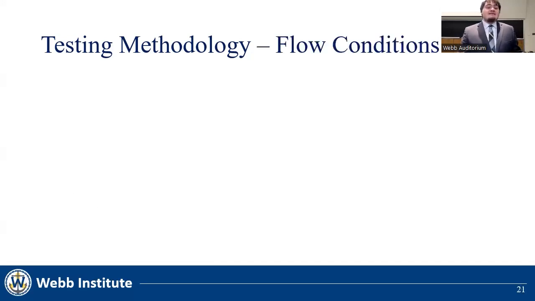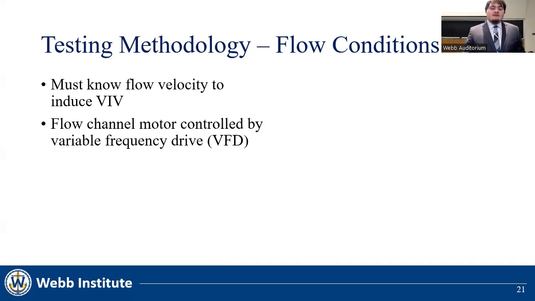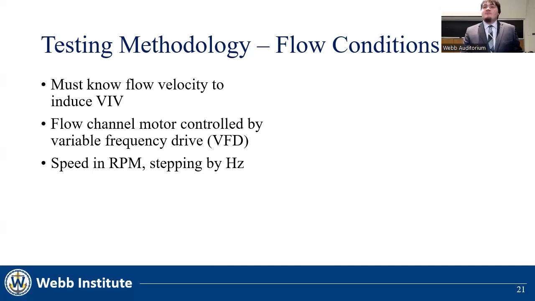In order to complete any testing, we needed to know the flow conditions in the flow channel. In order to correctly induce VIV, you need to be able to control the flow velocity. The flow channel has a motor, which is connected to a variable frequency drive. The motor has a speed in RPM, which can be controlled by changing the speed of the VFD in Hertz. The flow itself was measured by a pitot tube and manometer using the Bernoulli equation to arrive at a velocity.